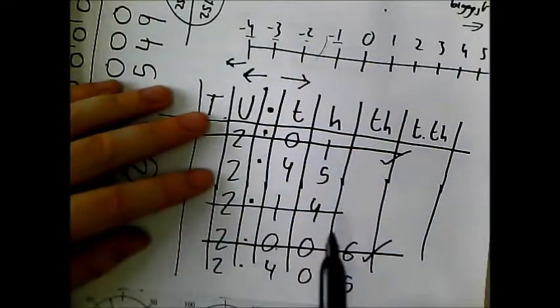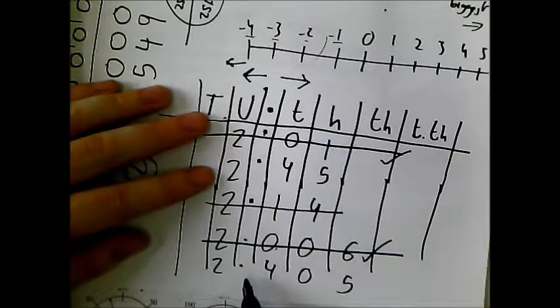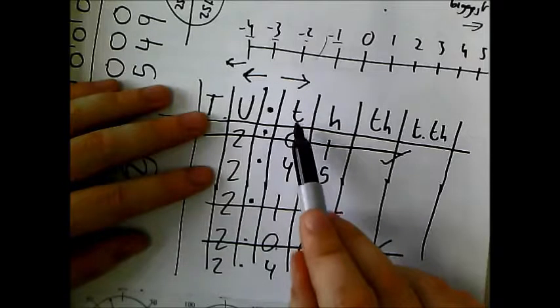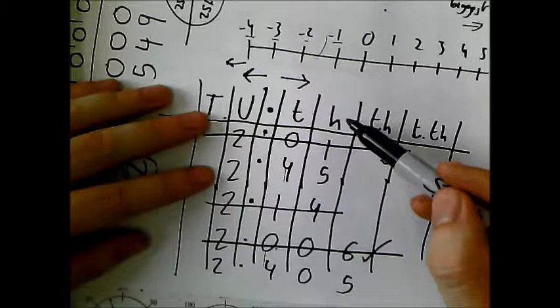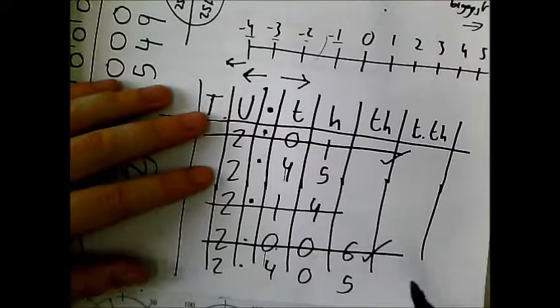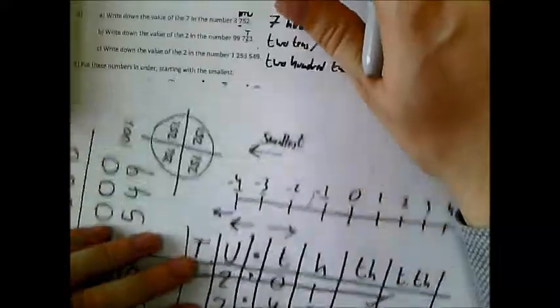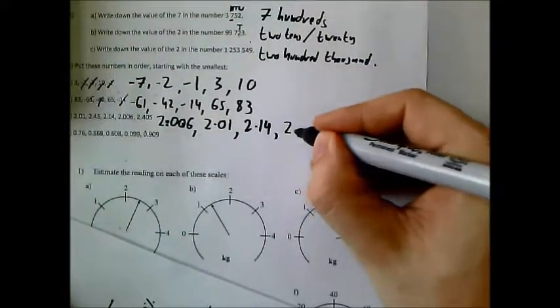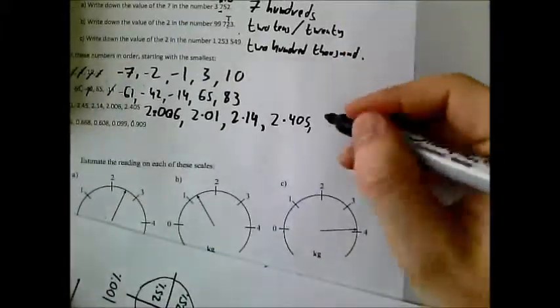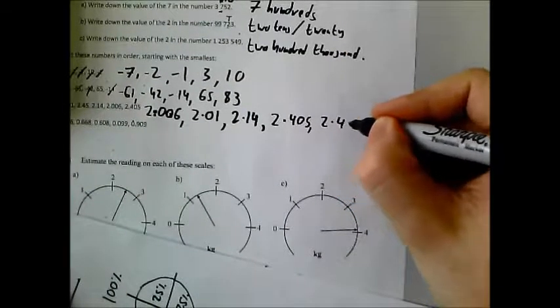I've now got a choice of 2.45 and 2.405. So the units are both the same. The tenths are both the same. We look at the hundredths. The 0 is the smallest digit here, so this is the next smallest number. So my next smallest is 2.405, which leaves me with 2.45 as my final biggest number.